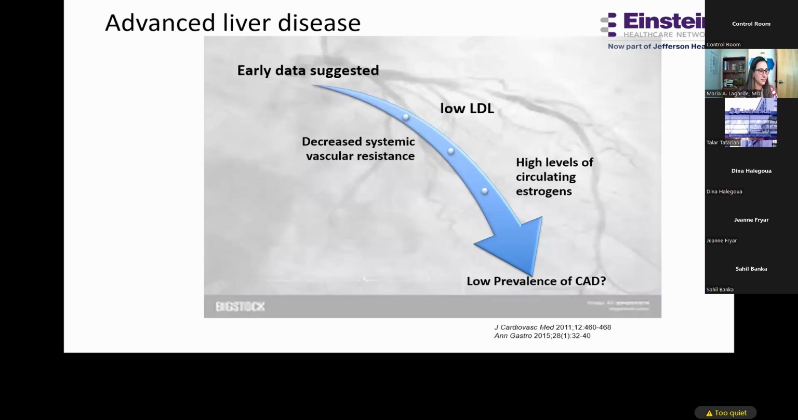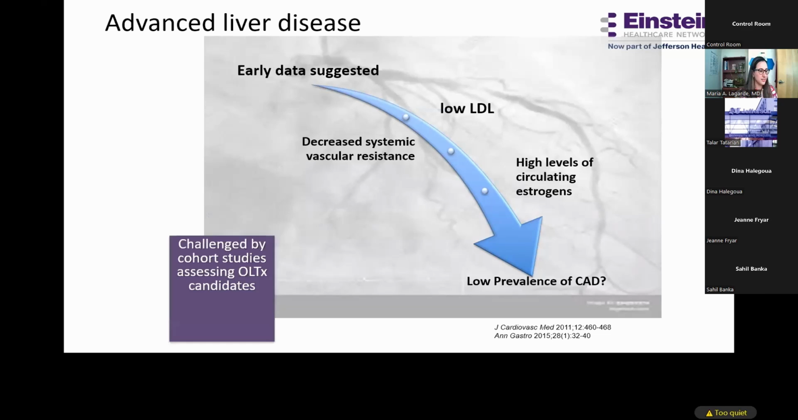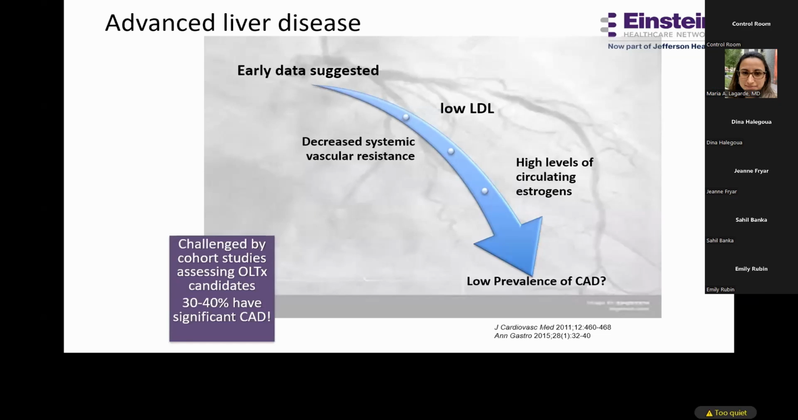We used to think that because they have low blood pressure, they actually have low cholesterol because the liver doesn't synthesize the cholesterol proteins, and that they have higher levels of circulating estrogen, that they would have a low risk of having coronary artery disease. But in fact, if you look at patients that are looking for liver transplant who have really advanced disease, about 30 to 40% of them have significant coronary artery disease. So it's a bit of a paradox. Even though the blood pressure is low and the cholesterol is low, those risks haven't gone away. So there's something more to the coronary disease.